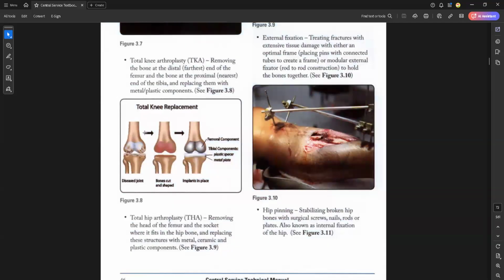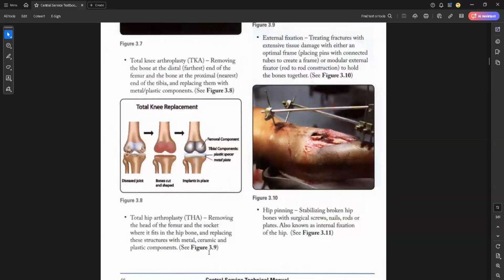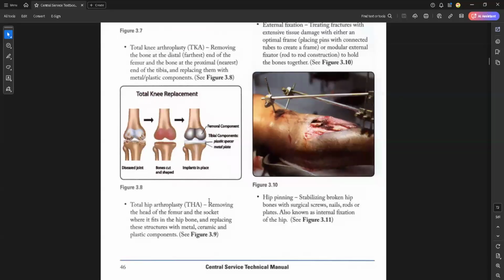I think it's almost time for our break. Now, total knee arthroplasty is also there. So these are examples, external fixation. Total hip arthroplasty, as you can see, these are all examples.